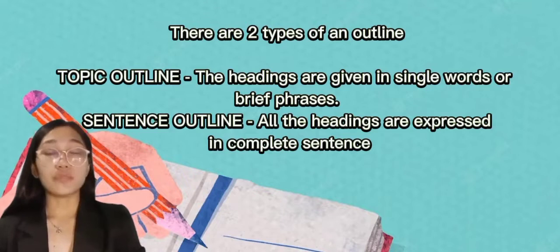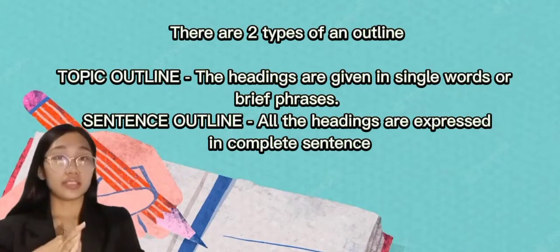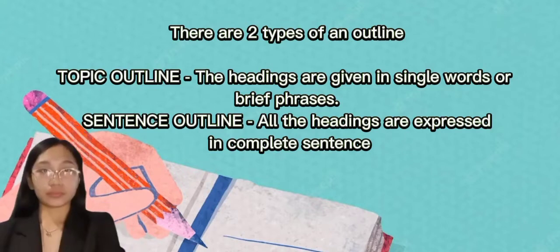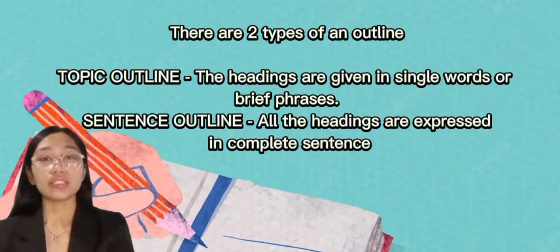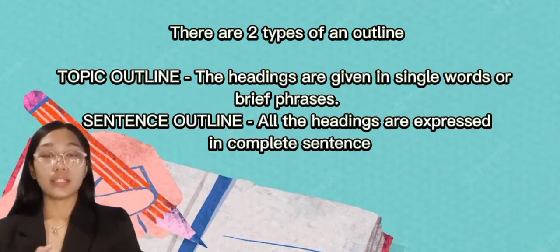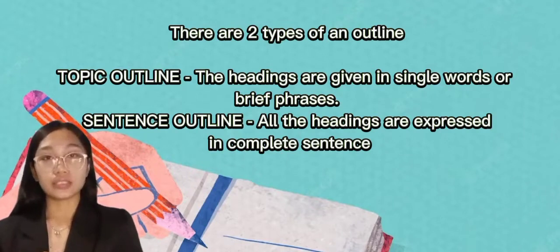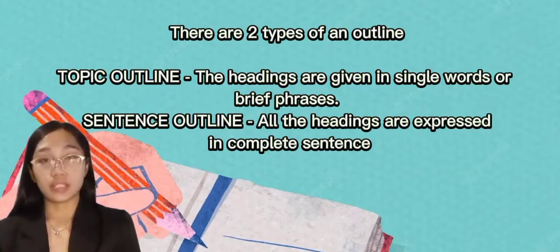There are two types of outline: the topic outline and the sentence outline. In the topic outline, the headings are given in single words or brief phrases. And in the sentence outline, all the headings are expressed in complete sentences.